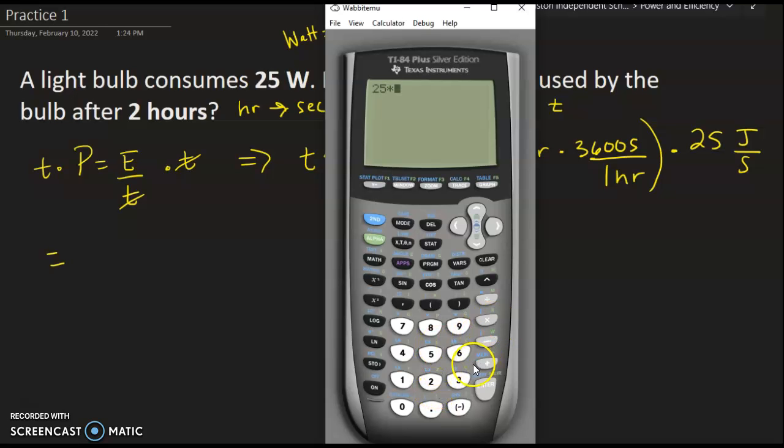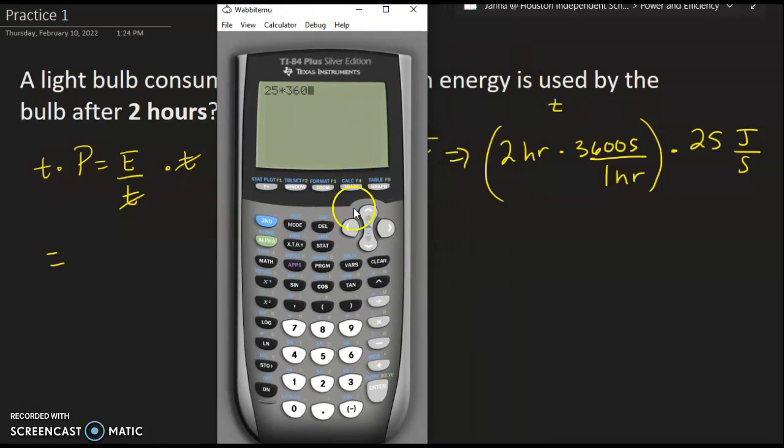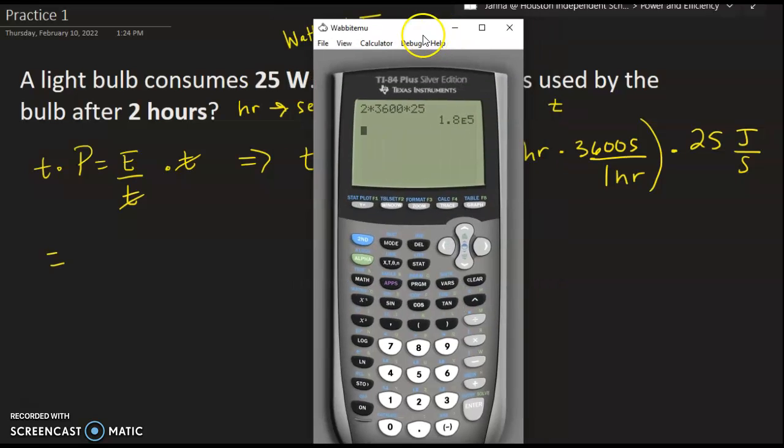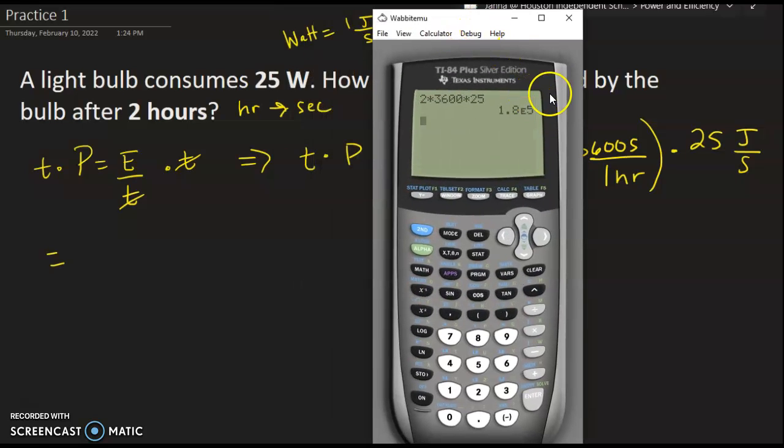25 times 3,600. Sorry, this is 2. Doesn't really matter the order. 2 times 3,600 times 25. In 2 hours, the bulb consumes 1.8 E5 joules of energy.